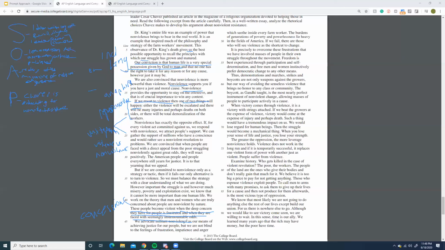And it says okay, but we're not blind to the feelings of frustration, impatience, and anger. All right, so that would be another concession. So we might want to use that if you want to make a paragraph about the middle part of the essay, or sorry, speech.